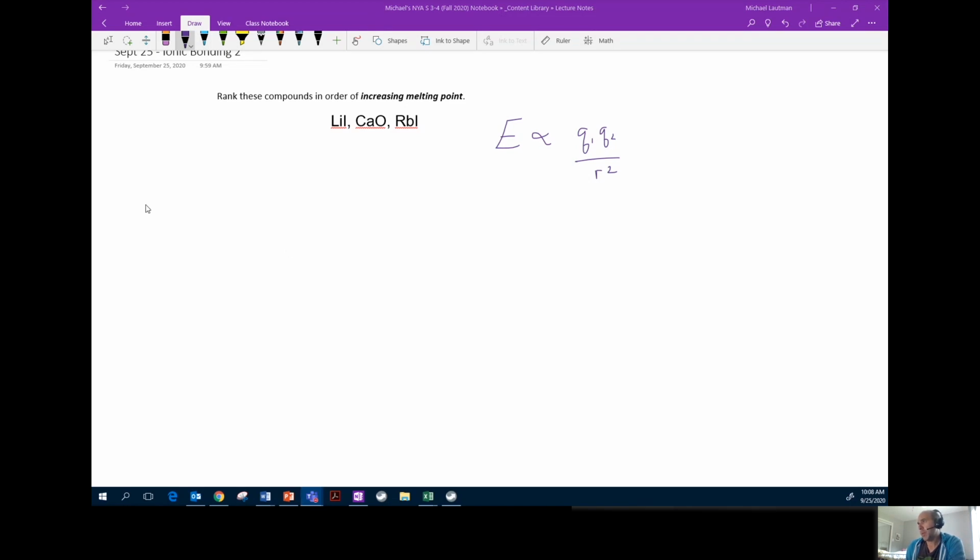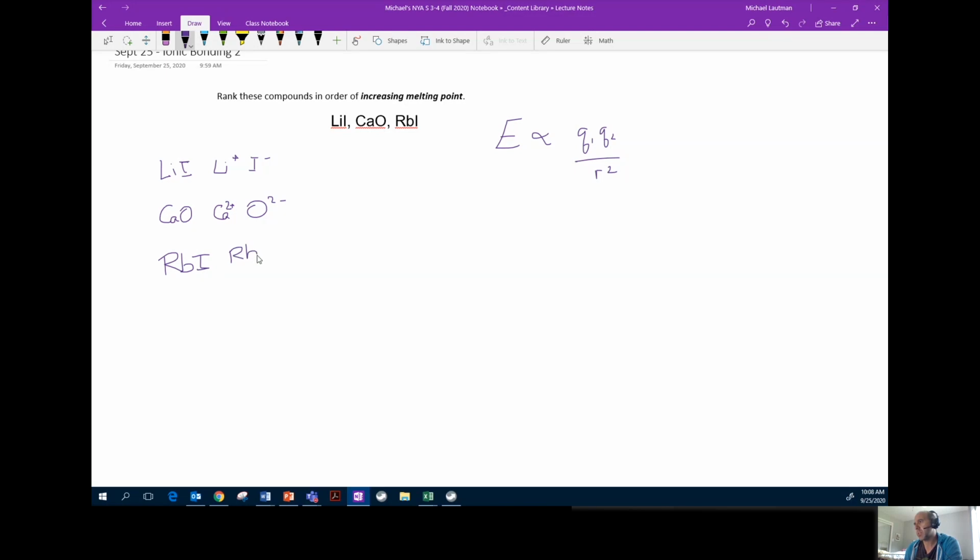So if we look at, say, lithium iodide, the product of the charges, so we have lithium plus and I minus. We have calcium oxide, right? That's going to be calcium 2 plus and oxygen 2 minus. And then rubidium iodide is RbI.